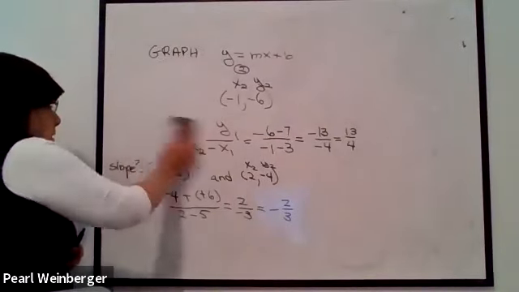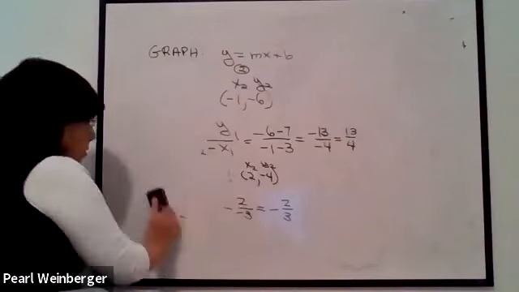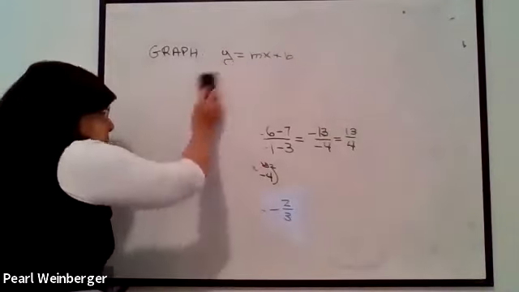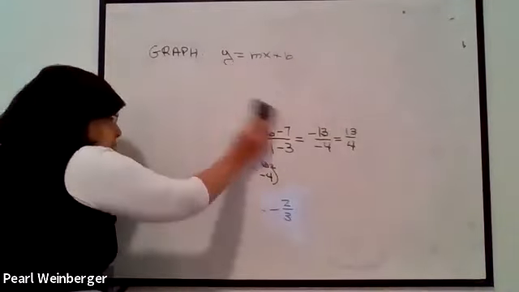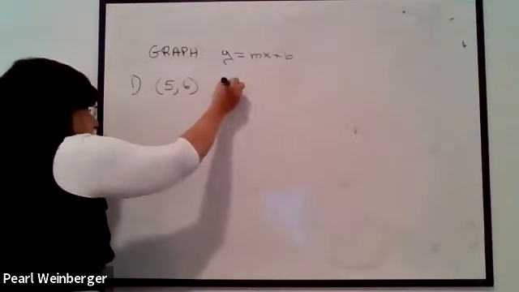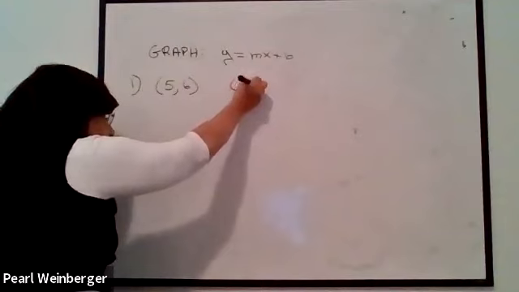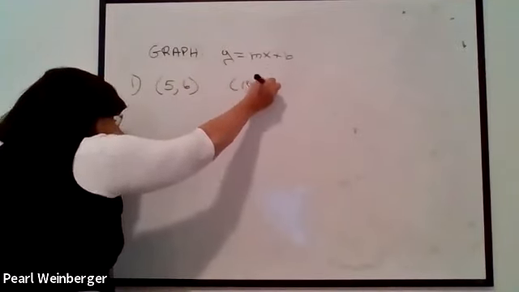Okay, so I'm going to give you 2 more sets of points and give you a few minutes to find the slope. Okay, so this is the first one. Again, I want you to find the slope. 5, 6, and 10, 6. Okay, find the slope.